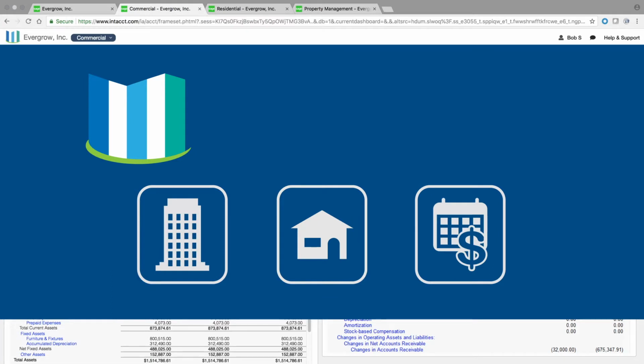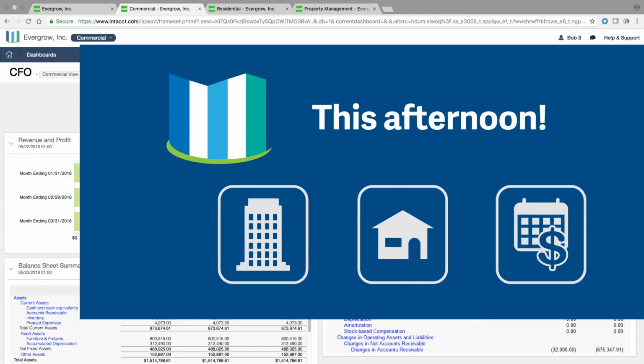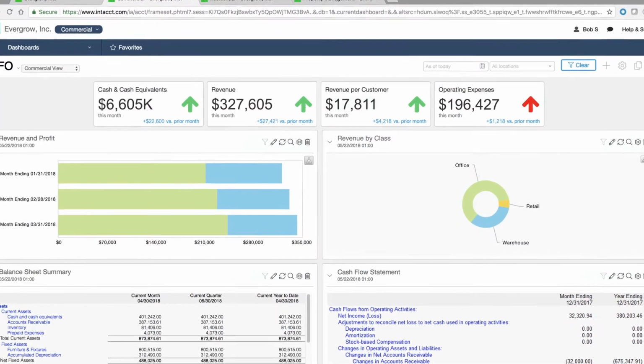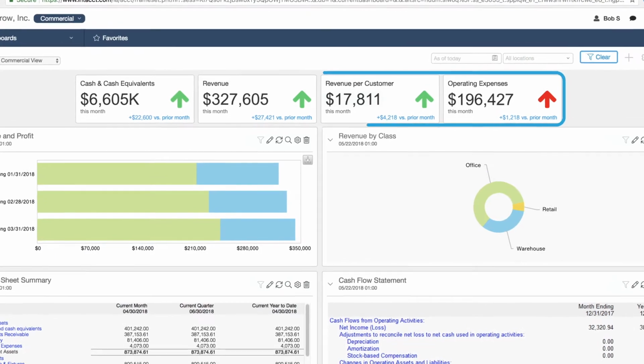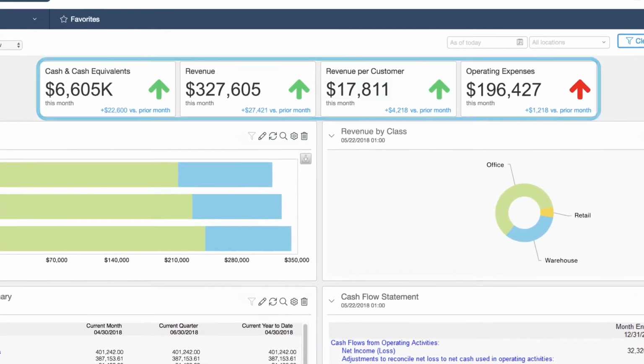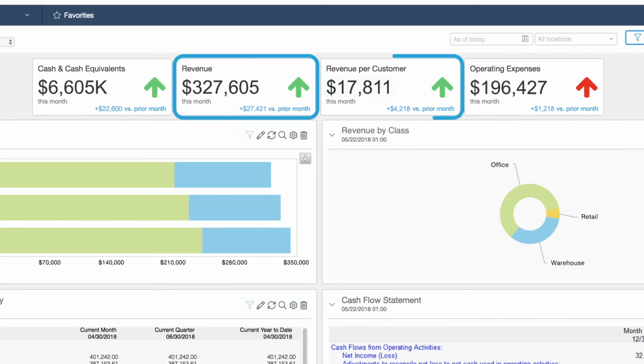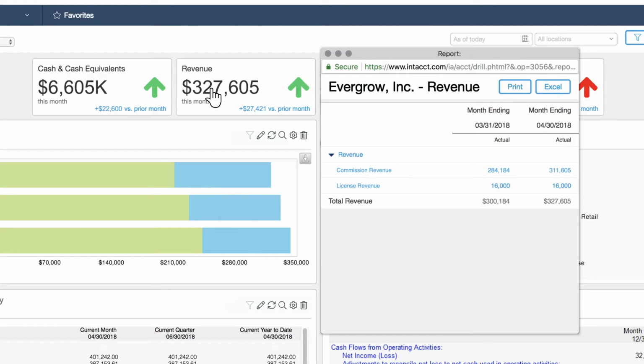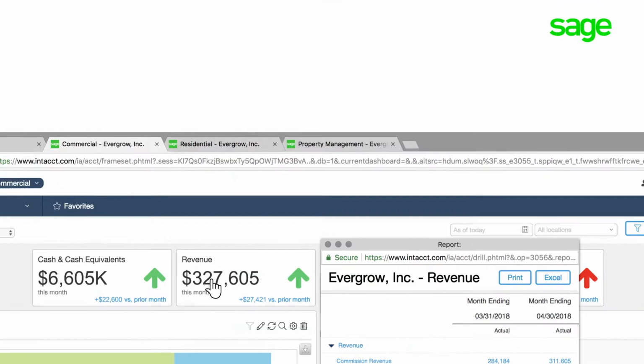all the offices. With recent adjustments to the lending rate, the board wants to convene this afternoon and discuss business impacts. In the CFO view of the commercial property office, we instantly see the latest financial and operational analysis in key performance indicators. We can see that revenue and revenue per customer are up. Drilling down into the data, we instantly see the transactions driving that growth.